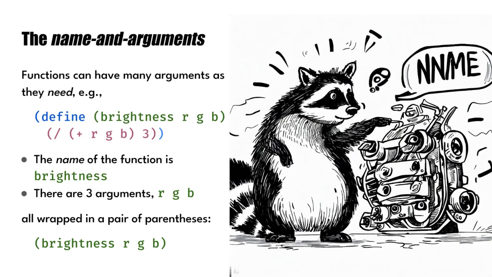Functions can have as many arguments as they need. Here, for example, we have a function that computes the average brightness of a color given the brightness of the red, green, and blue components of that color. Here, the name of the function is brightness, and there are three parameters, R, G, and B. Note again that all of these are wrapped in a pair of parentheses, starting before the word brightness and after the B.